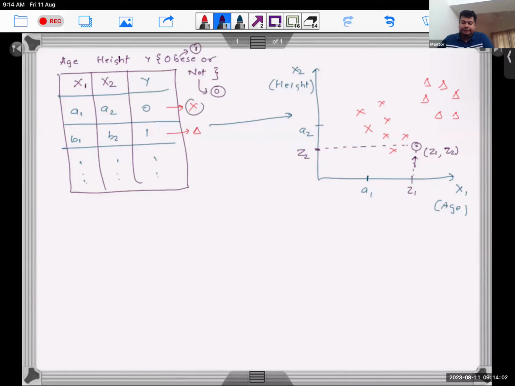Crosses are zeros. So the idea of k nearest neighbors is let's find the closest samples. If I'm trying to find, say, the 5 closest samples, I hope you agree with me that these must be the 5 closest samples. If these are the 5 closest samples, let's go by the majority vote. What do these 5 samples have as the majority? Not obese, the cross, right? So that's how you can say this is what it is.